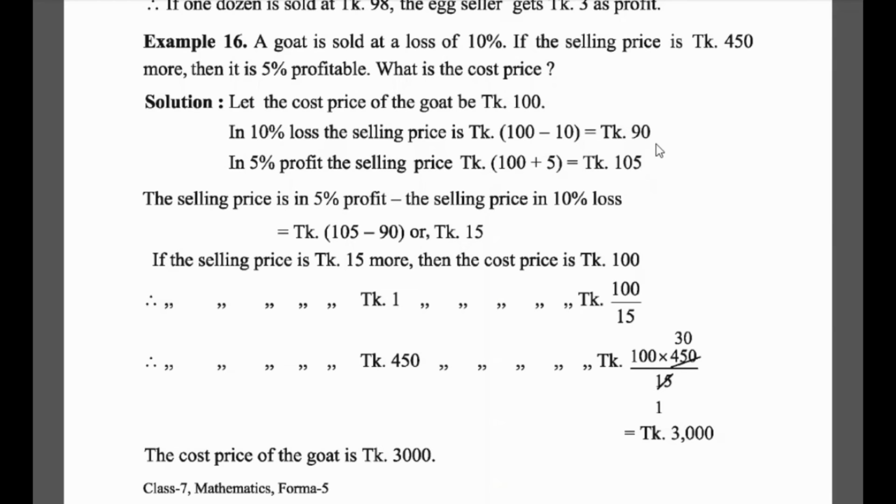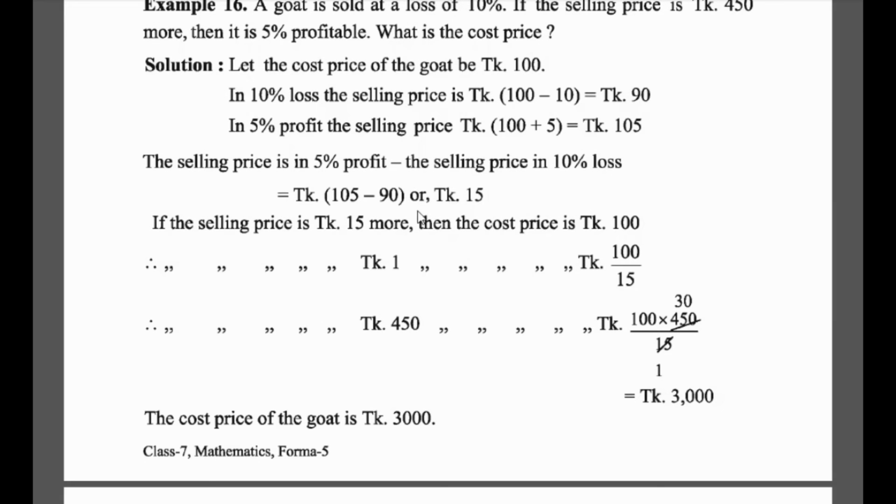Okay, we have to know the difference between these two prices. Let's differentiate. The selling price in 5% profit minus the selling price in 10% loss is equal to 105 minus 90, or taka 15. Okay. So if the selling price is taka 15 more, then the cost price is taka 100.